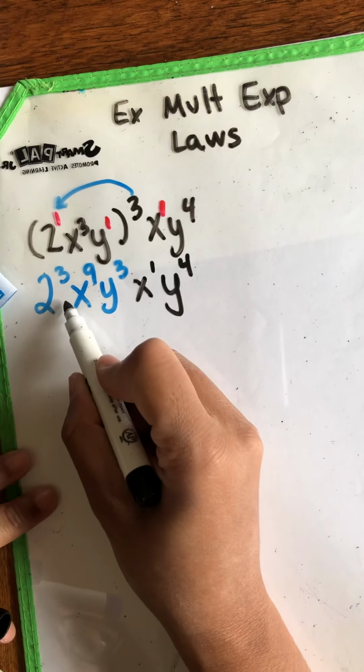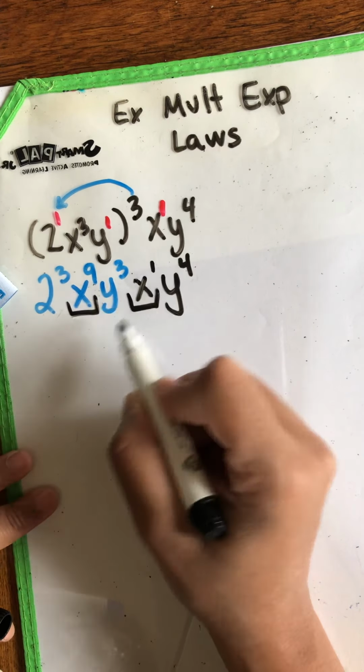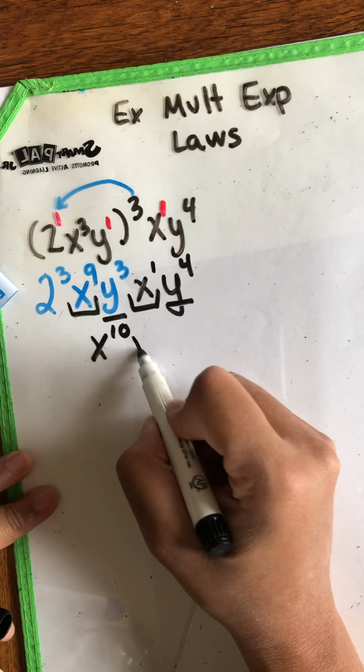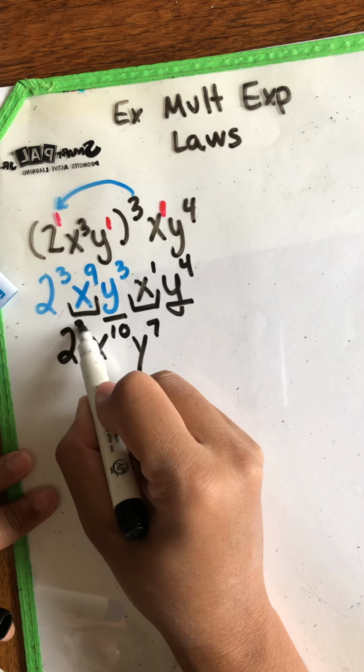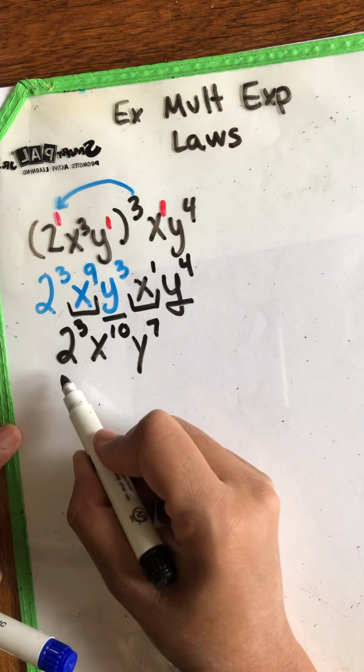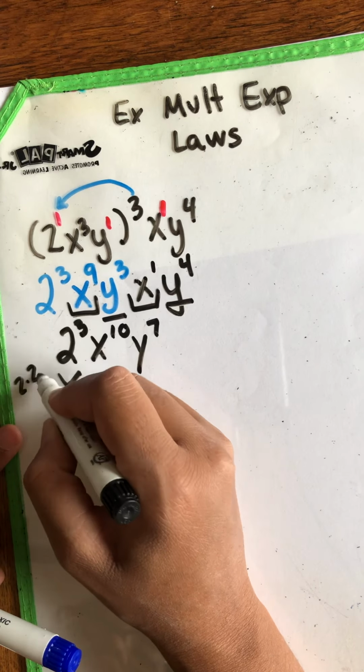So I'm going to see that I have 9 x's here and 1 x here. That's 10 x's together. I have 3 y's and 4 y's. That's 7 y's together. And this 2 doesn't have any friends, but I definitely can do 2 to the third power. 2 to the third power means 2 times 2 times 2, which is not 6. It's going to give you 8.